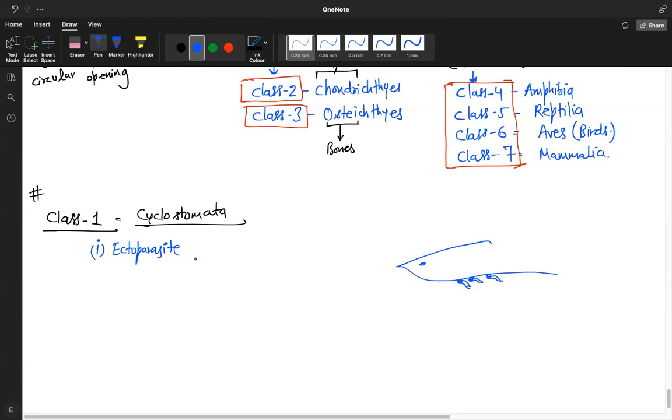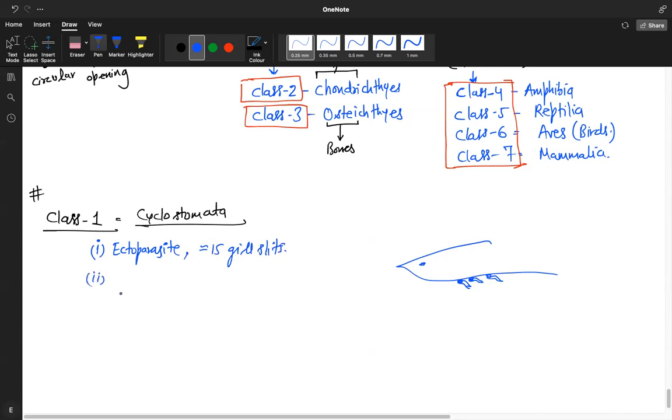Next point, they have an elongated body bearing 6 to 15 pairs of gill slits. So ectoparasites, and in the same sentence you can write around 15 gill slits. Okay, that's the first thing.